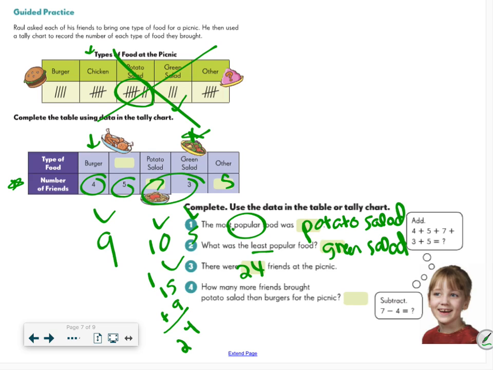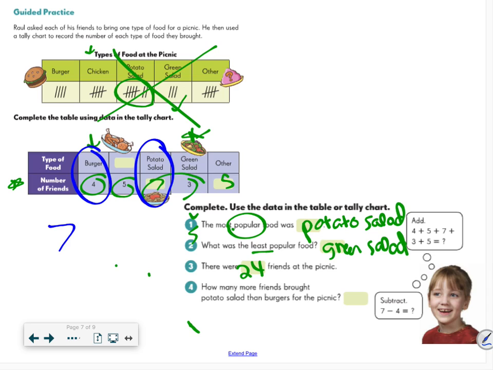How many more friends brought potato salad than burgers? Potato salad than burgers. So I'm going to look. How many potato salads? There's 7 potato salads. How many burgers? 4. So if I want to see how many more, I'm looking for the difference between the two. 7 minus 4 is 3. So 3 more people brought potato salad than they did for burgers, okay?